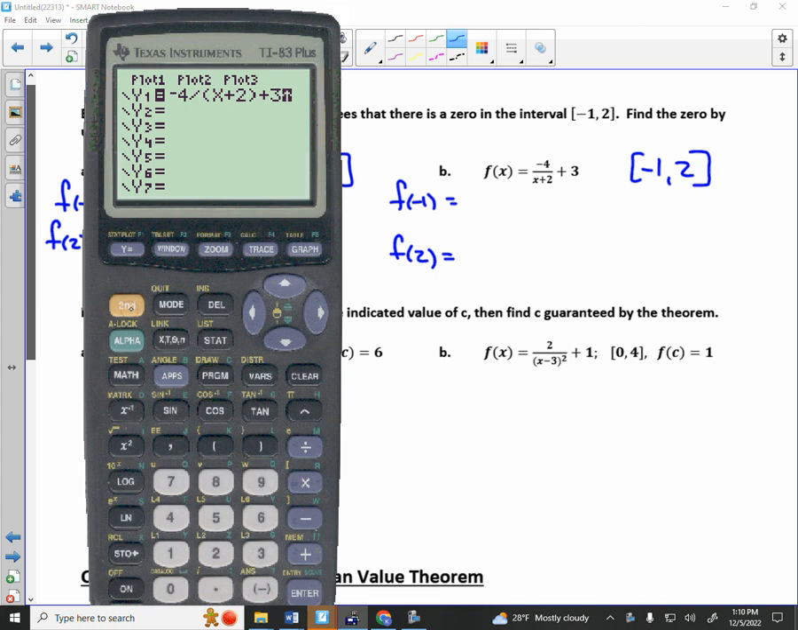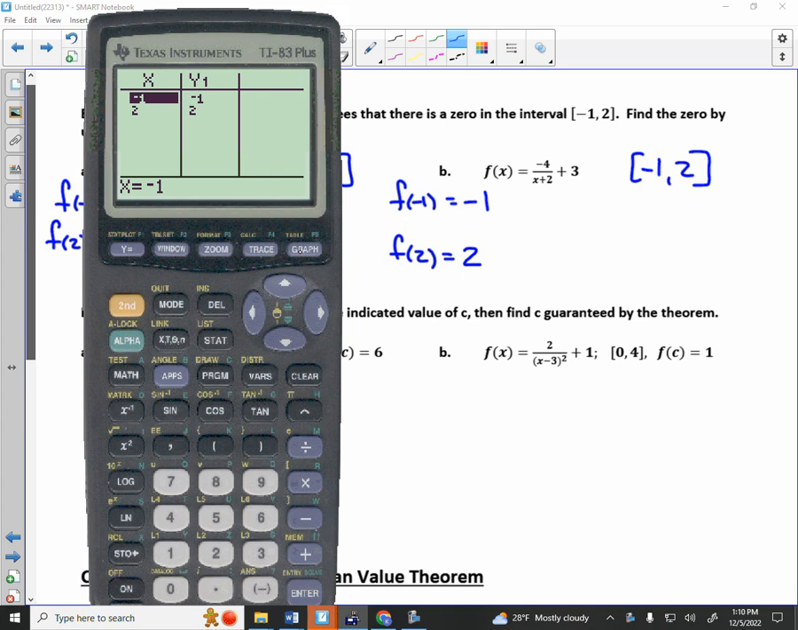I'm going to go ahead and evaluate -1 and 2. If I type in -1, I get -1. If I type in 2, I get 2. Does the IVT guarantee a 0? Yes, it does. Because I changed from negative to positive, it must cross over 0.